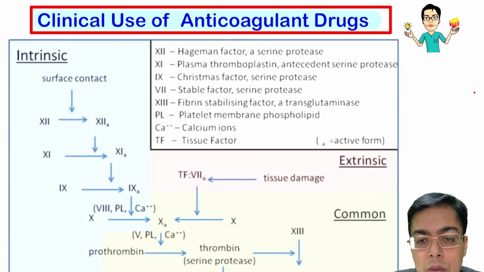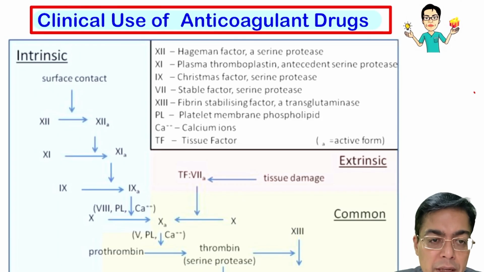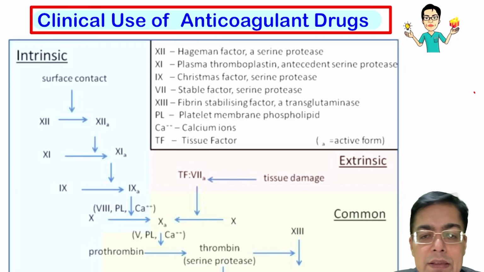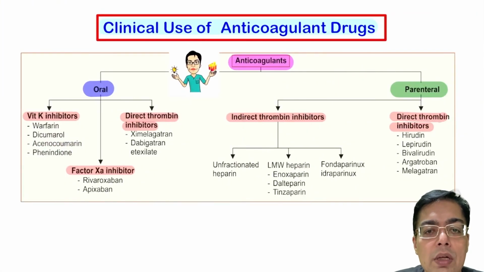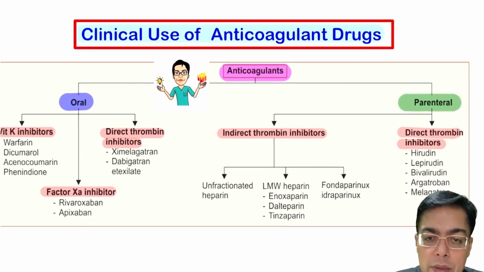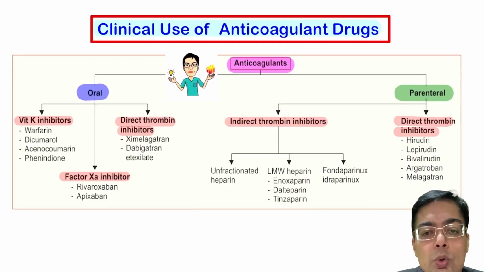But please remember, what is the importance of knowing about this fact? The importance of knowing about this fact is that these drugs are going to be acting by different mechanisms. Let us first have a quick look at the examples of the anticoagulant drugs which are being used clinically very commonly. So we divide these drugs into two categories.